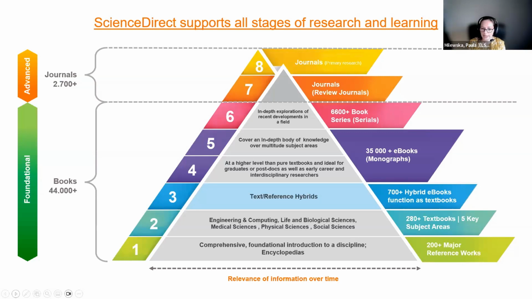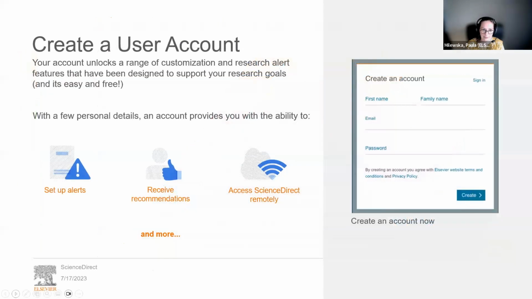And of course, all of those materials work together very well, because in journals we can find citations for books, and in books we can see citations for journals. So this is like a big ecosystem. And you can work within this ecosystem of different scientific, peer-reviewed publications on the ScienceDirect platform.